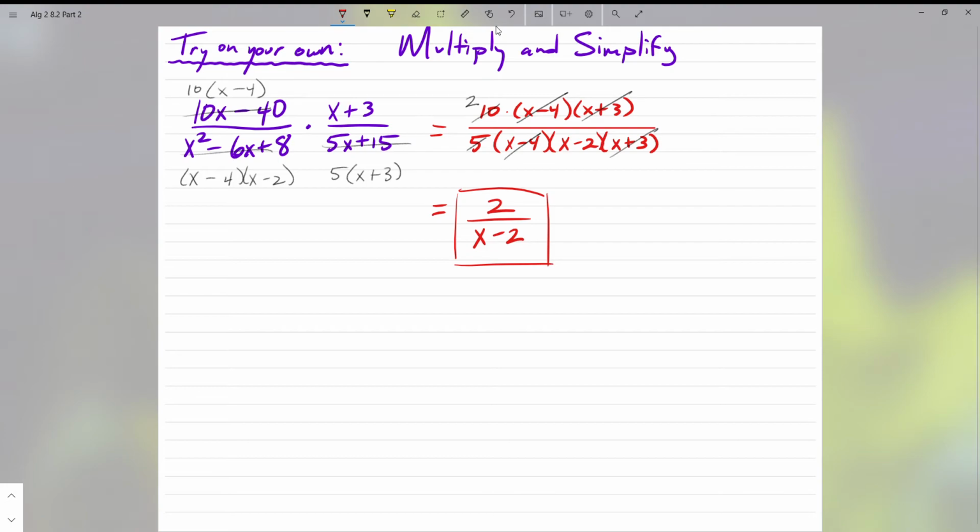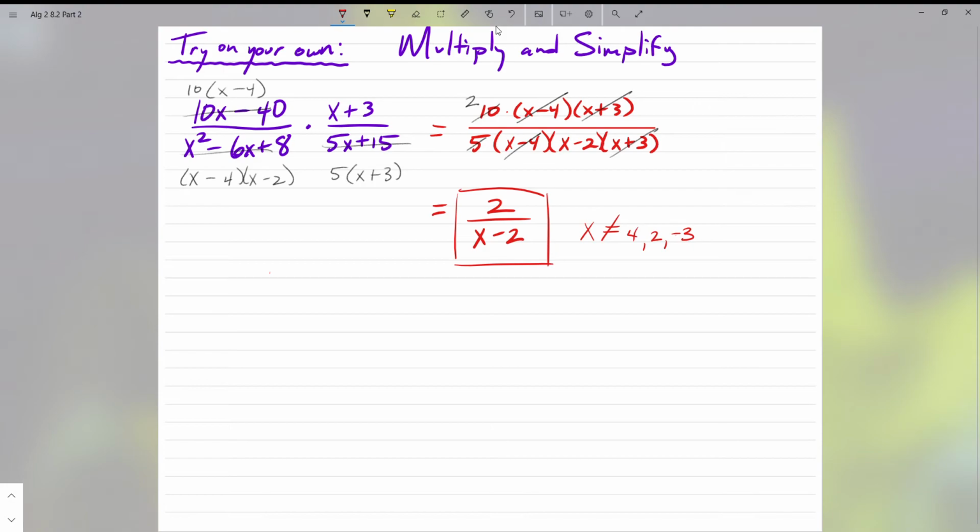Now, if you factored it correctly, this is what you should have gotten. Almost everything cancels out except for a 2 on the top and an x minus 2 on the bottom. And then that would be your reduced answer. If you were writing domain restrictions, then what we would say is x cannot be 4, 2, and -3. I'm looking at the factors of the denominator.